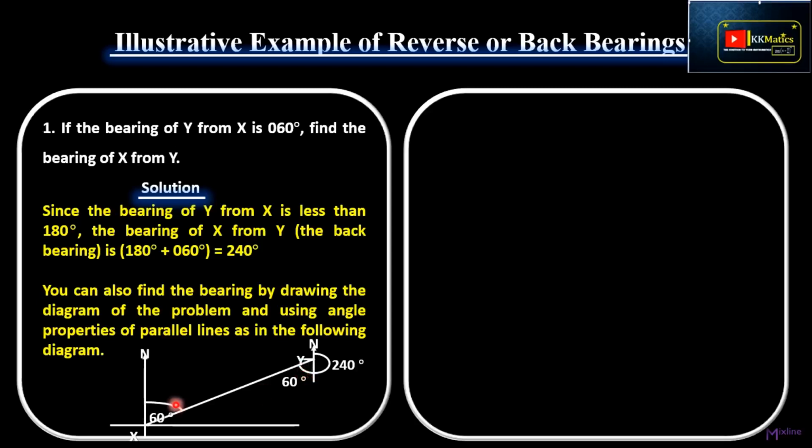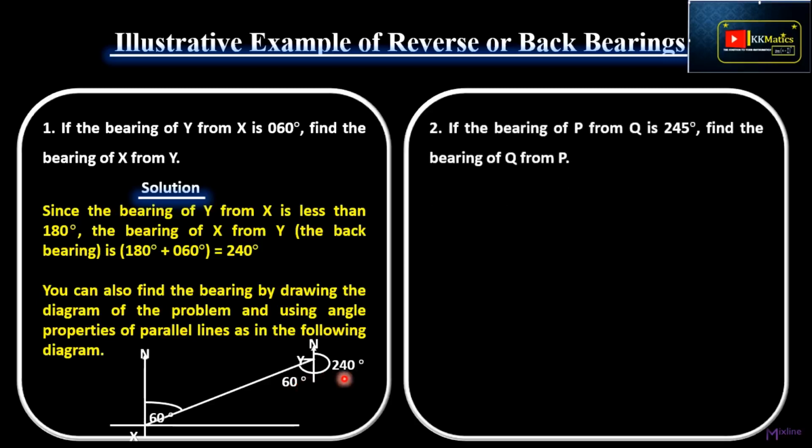Remember, just as we said, using angle properties of parallel lines, that means that 60 degrees is alternate to the angle here. 60 degrees, 60 degrees. So alternate angles are equal. So we have 60 degrees. Remember, this is the third quadrant, so it's in between 180 and 270. So we add 180 to the 60 to give us 240 degrees.